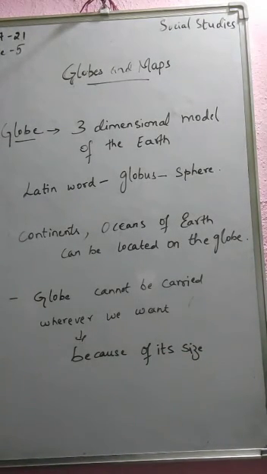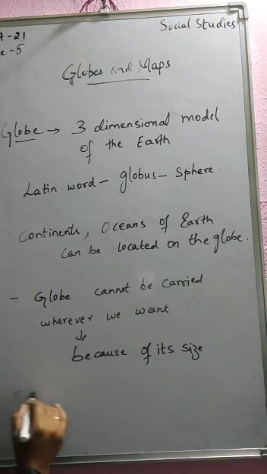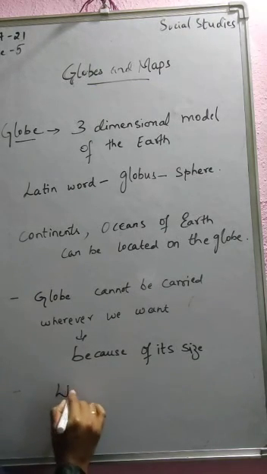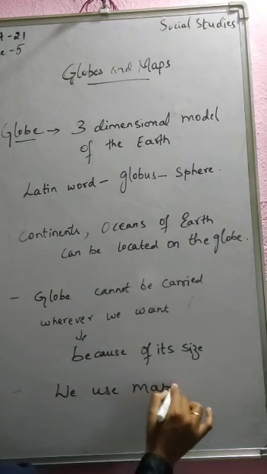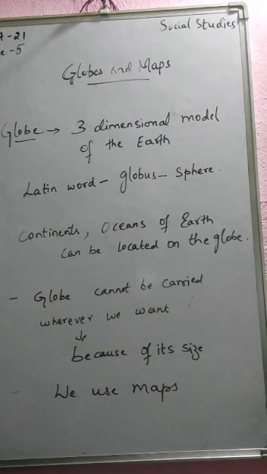So, to overcome all these things, yes, globe is fine. When we have a look, we'll come to know about the continents, the oceans, the equator, okay? But it cannot be carried due to its size, the body structure. So to know in detail about the landforms and the political things, what do we use? We use maps. We use maps for detailed things to know about. That will continue in the later class.